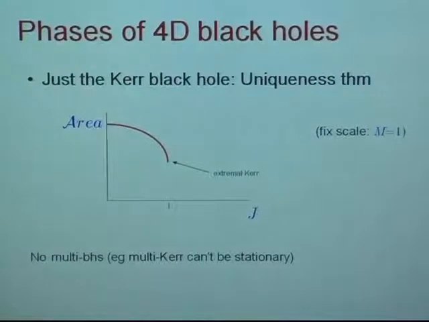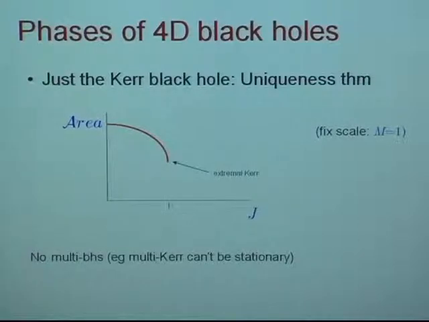Now, what's the story then in four dimensions? Well, this is well known from early times. You know that in four dimensions, in vacuum, and with asymptotically flat boundary conditions, the only solution that exists is the Kerr black hole. There's a uniqueness theorem that tells you that if you specify the mass and the angular momentum of the black hole, then it can only be this solution, the Kerr one.